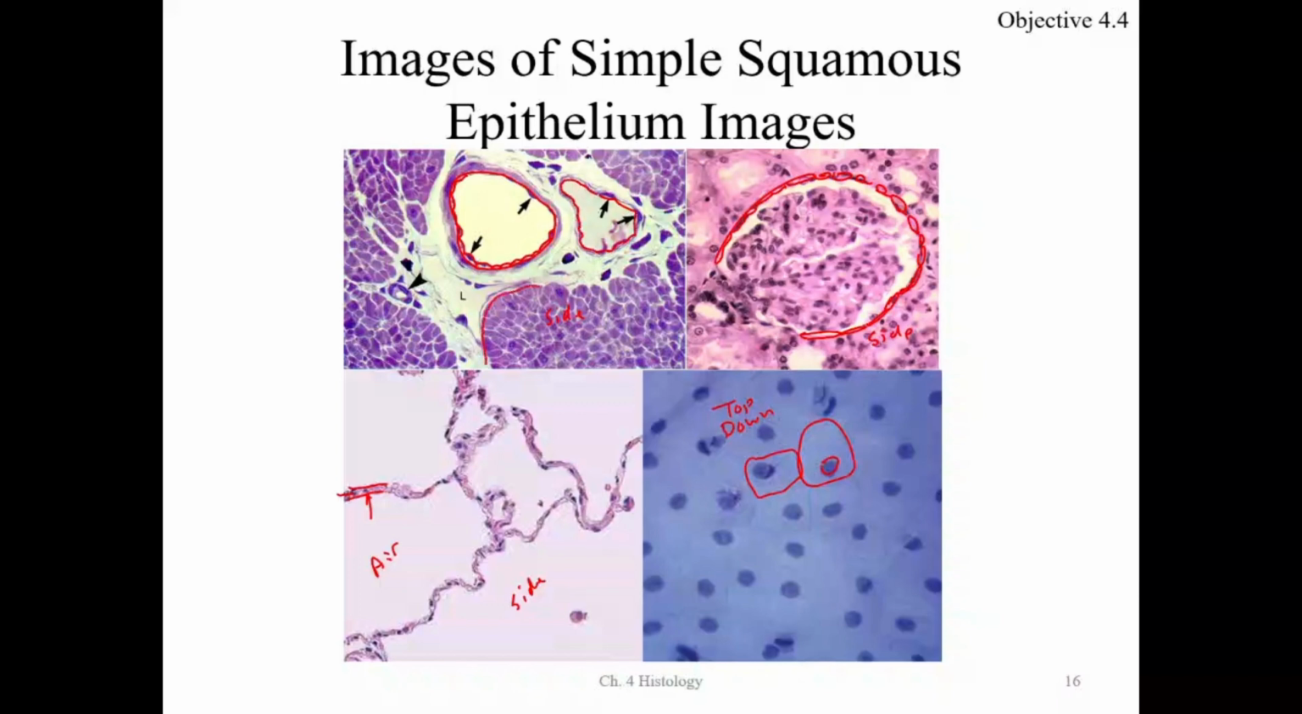All this stuff right here, for example, that's muscle tissue. This stuff right here is other connective tissues inside here. But it's this stuff where the black arrows are pointing that is simple squamous in the top left. Top right, we've outlined it. Bottom left, we can really see all that simple squamous. And then this is the simple squamous. The bottom right is just looking down on a simple squamous epithelium.